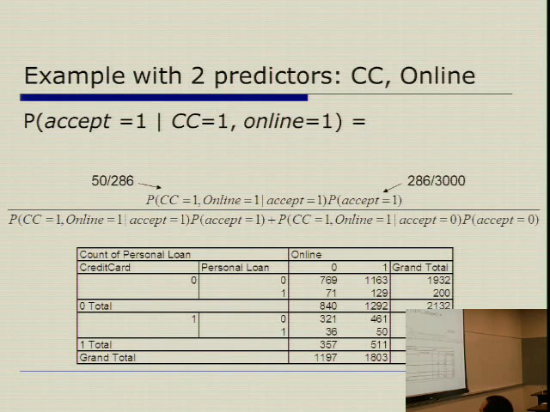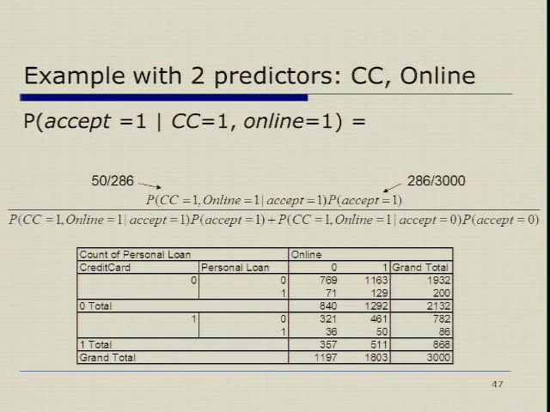Right? And our goal is to estimate A, the probability of accepting. C and D is that I have a credit card and that I have an online account. So that's why I use that expression, and that's the expression I've got here. Right? Everybody with me? So now I have all the data, right? I can fit it in.